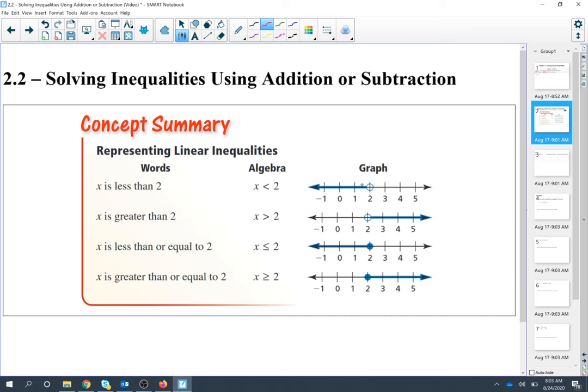And then x is less than 2 with an open dot. x is greater than 2, also with an open dot. x is less than or equal to 2. Now we've closed our dot because of the equal to sign, and x is greater than or equal to 2. Again, closed dot and going greater than.